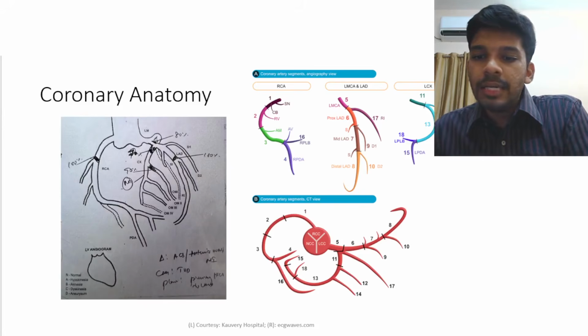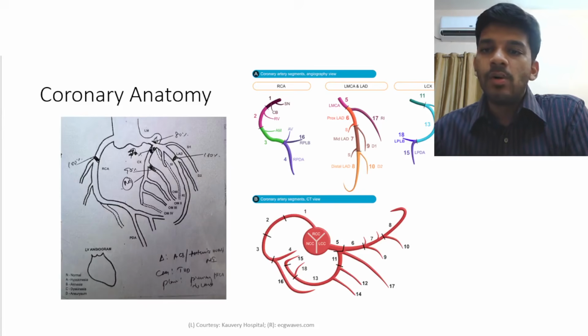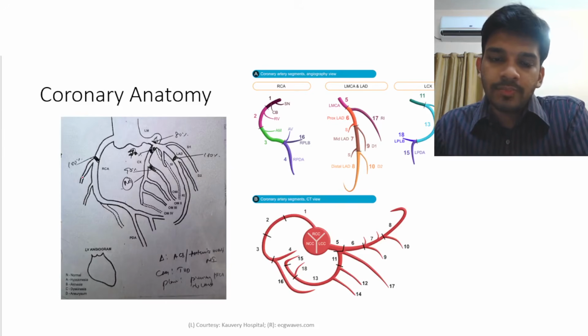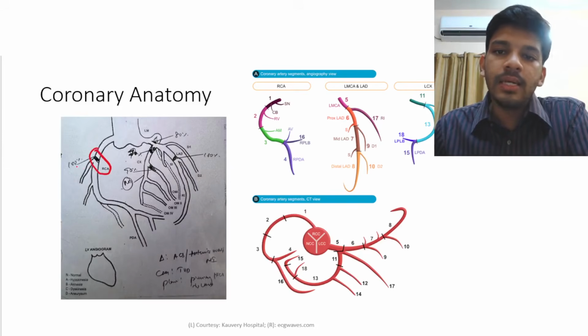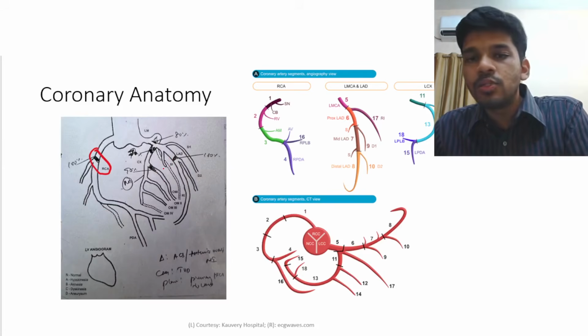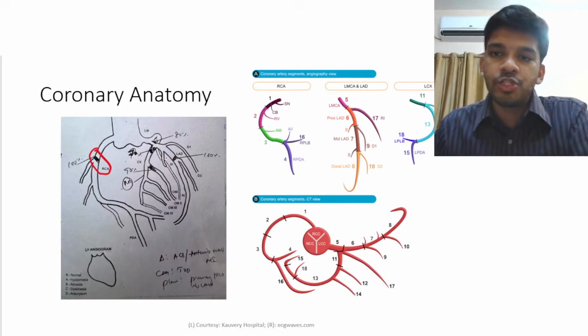So this is an image, a representation of how some cath labs will report their findings of the coronary anatomy. If you're familiar with this anatomy, it becomes easier to interpret these findings. So this represents a proximal RCA occlusion here, correct? Similarly, you can interpret all the occlusions that have been quantified in this coronary angiogram visualization.